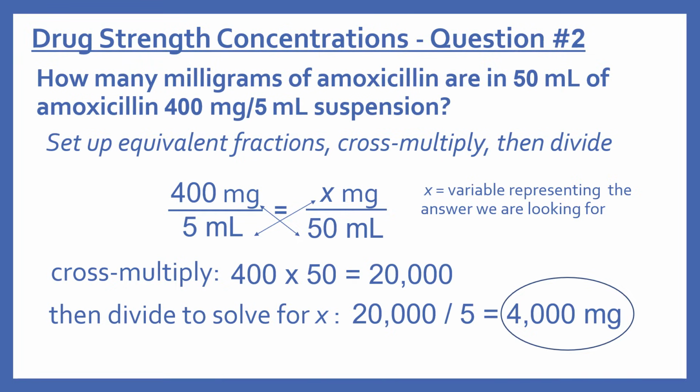So our concentration of the amoxicillin suspension is 400 milligrams per 5 mLs. That'll be our first fraction. We'll set that equal to X milligrams, that's what we're looking for, per 50 milliliters. We'll cross multiply, so 400 times 50 equals 20,000, and then we'll divide to solve for X. So 20,000 divided by 5 equals 4,000. So that's our answer. There are 4,000 milligrams of amoxicillin in 50 milliliters of an amoxicillin 400 per 5 suspension.